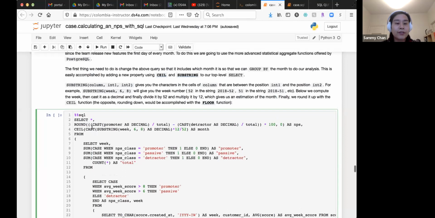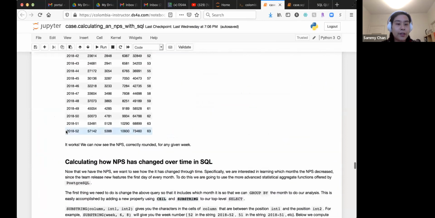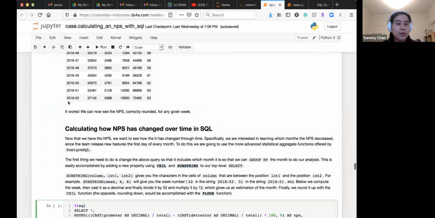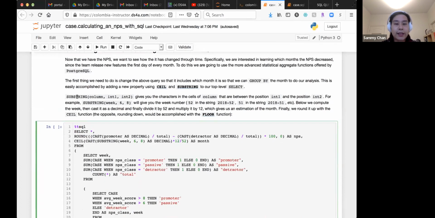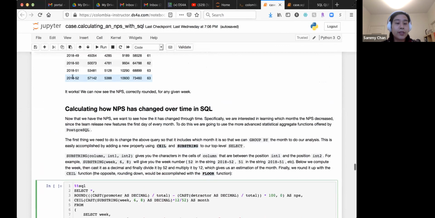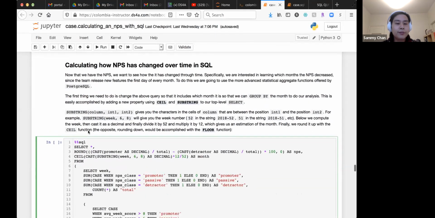So here you have, you remember here, 2018-52. So there are 7 characters here. And then if we do substring week and then 6 and then 8, you will get back the number 52. So that's how we extract the number of weeks from the column.